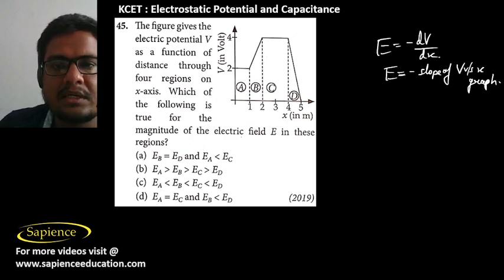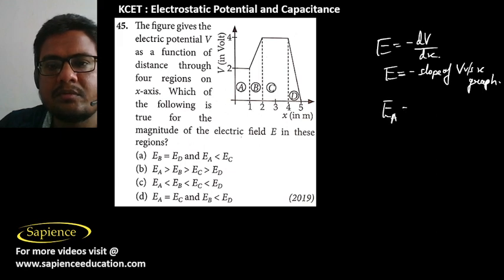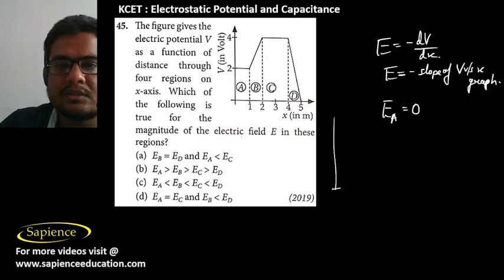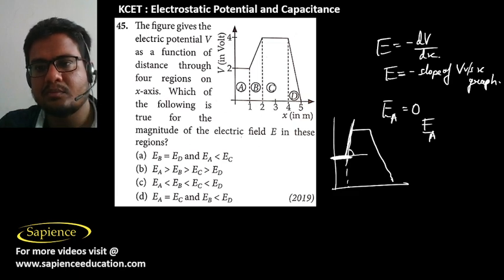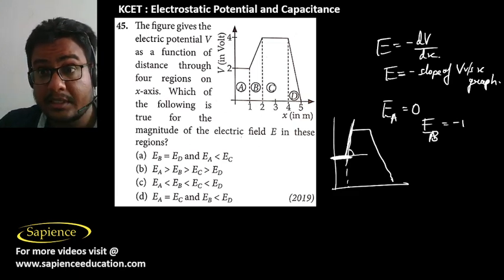So electric field in the region A will become 0 since the slope is 0 here. In this region the graph is somewhat like this. So in this region the slope is 0 since this is a straight line which is parallel to the x-axis. Now in region B it is a positive slope, since it makes an acute angle with the positive x-axis. So electric field in the region B will be negative.